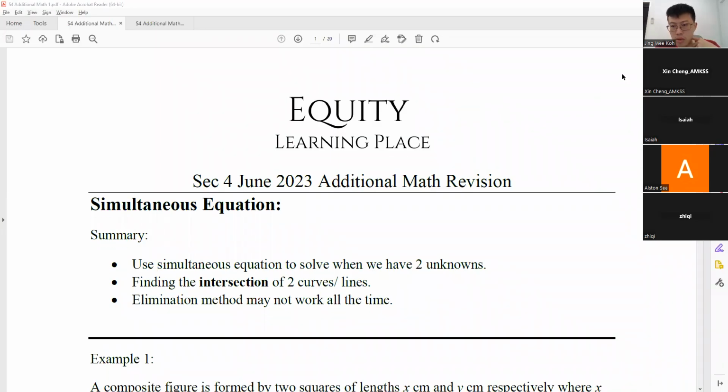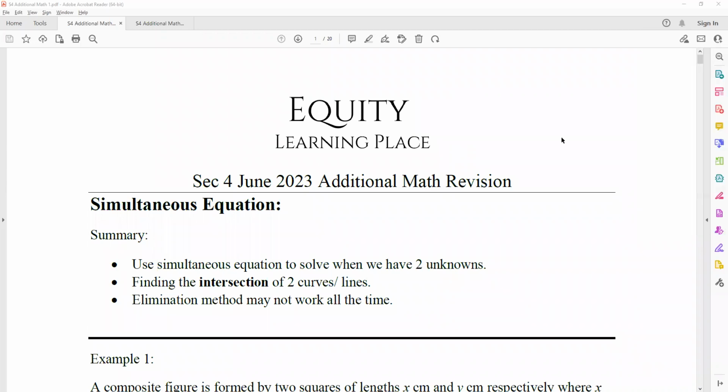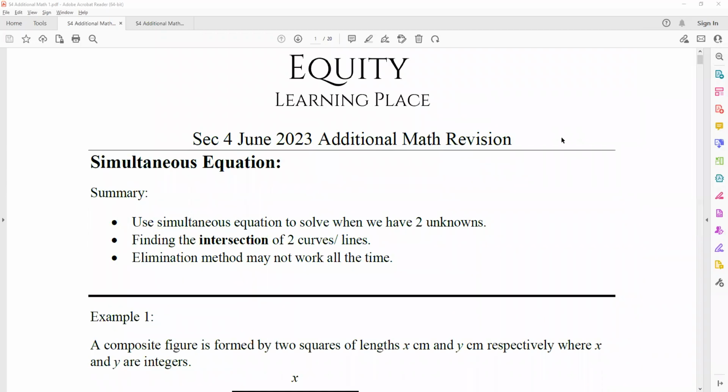Okay, so we will revise your Sec 3A Math. The first chapter that you need to know is your simultaneous equation. Typically, what you need to know is that elimination will not work. Okay, we have to use your substitution.